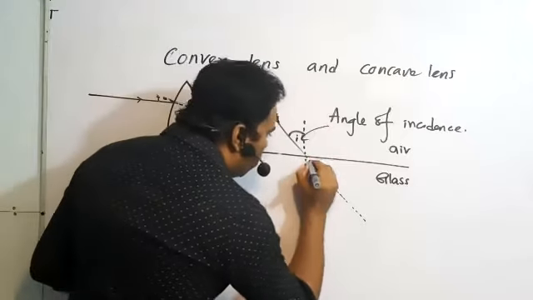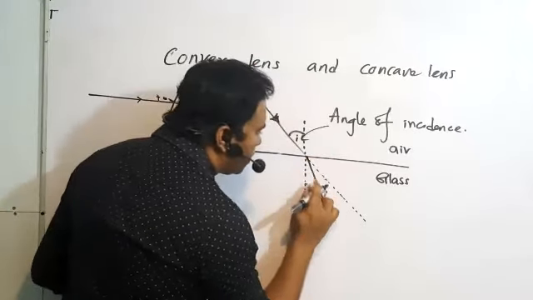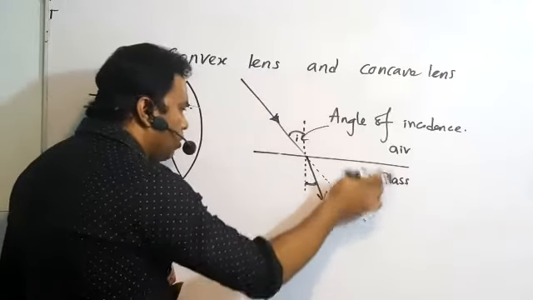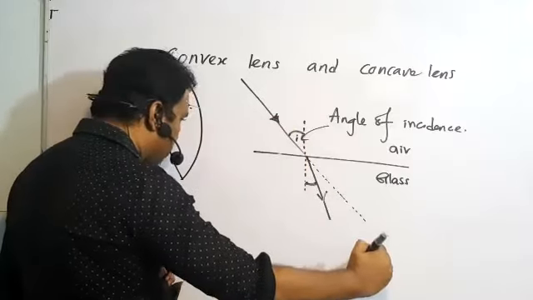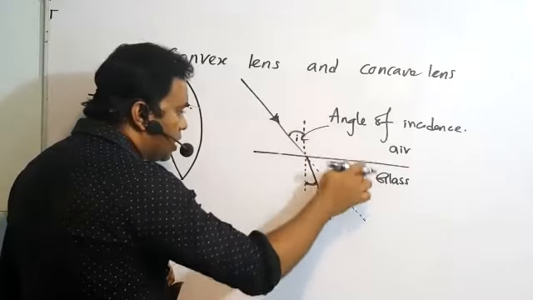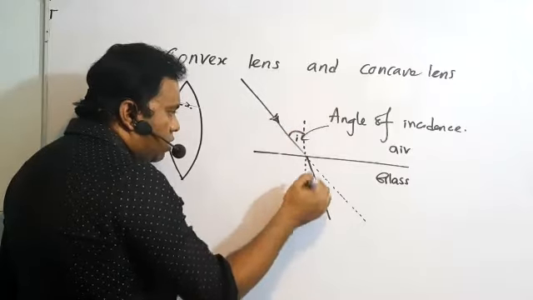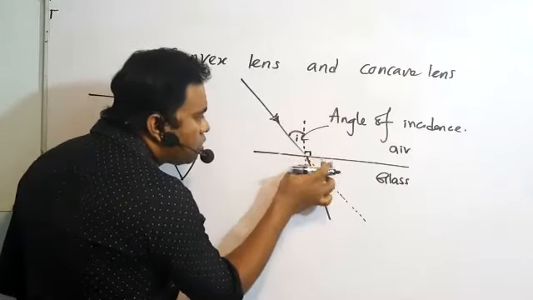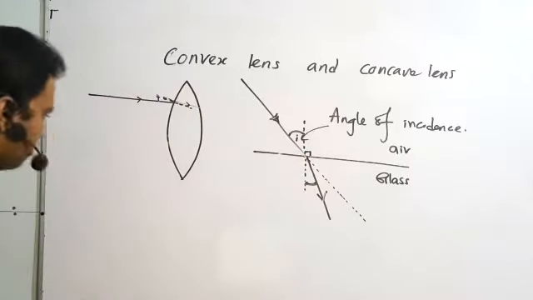So what happens actually? It bends towards the normal. So if both mediums are air, there is no change in direction, but because of this glass medium, the initial direction changes towards the normal drawn to the interface at the point of incidence.